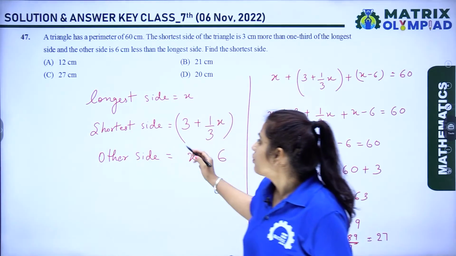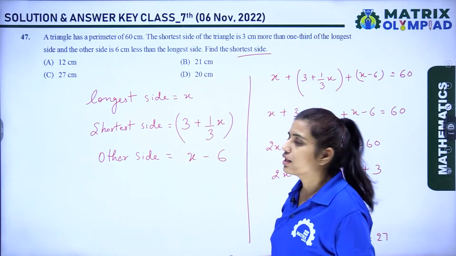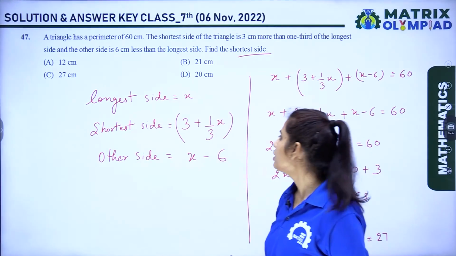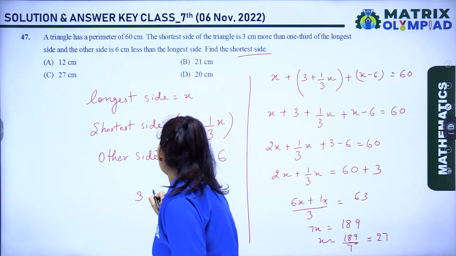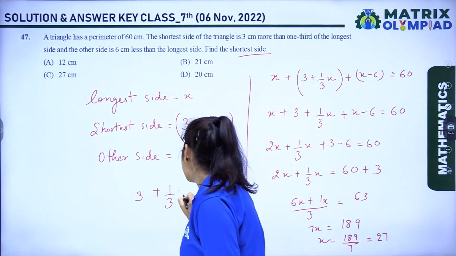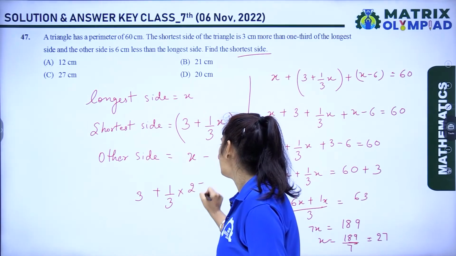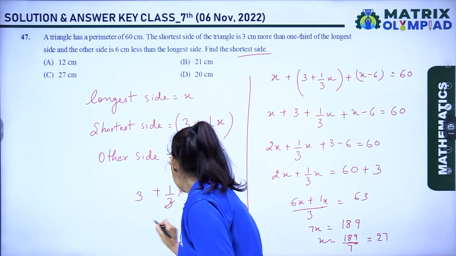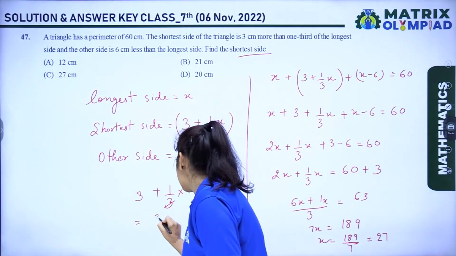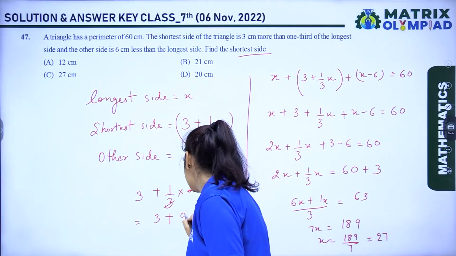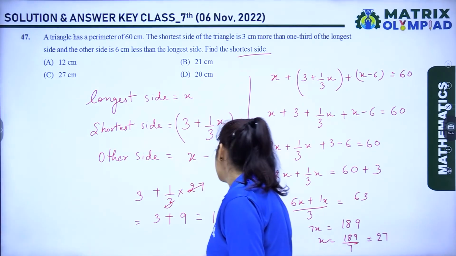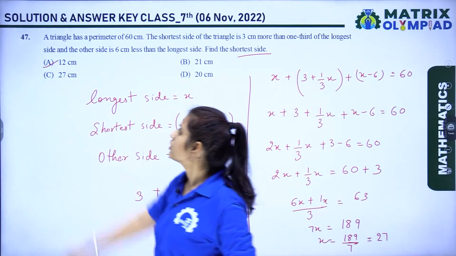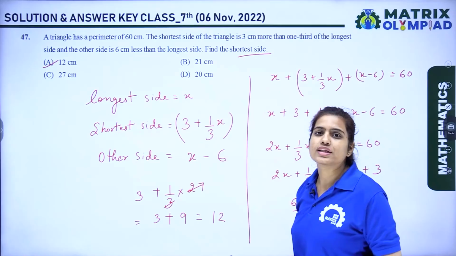Now we have to find out the shortest side. To find out the shortest side, we have to simply put the value of x in the given expression. So here 3 plus 1 upon 3, in place of x we will put the value of x, that is 27. 3 and 27 is cancelled out, so 3 plus 9, that is equal to 12. So here the correct answer is 12 centimeter. So the shortest side is 12 centimeter.